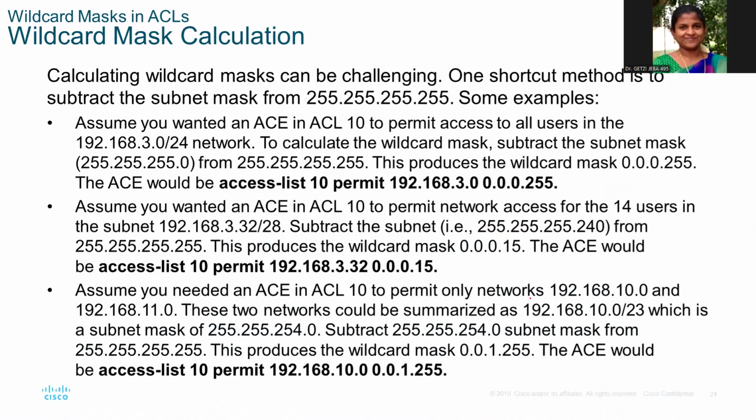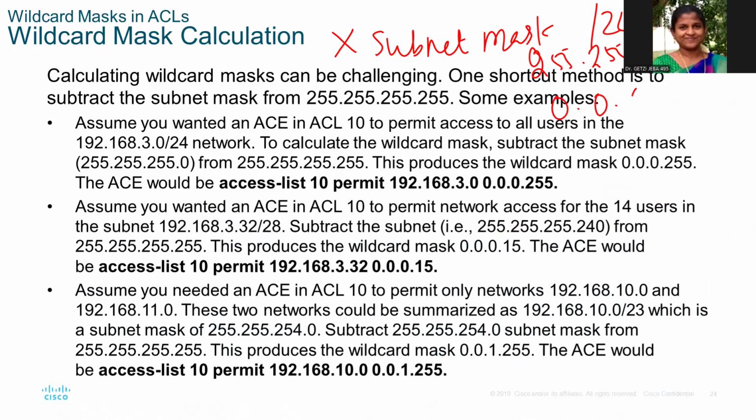The wildcard calculation is a little confusing. The easiest method to calculate the wildcard mask is that it is the opposite of the subnet mask. You might have seen subnet masks. For example, /24 means you will write 255.255.255.0. Its wildcard mask is 0.0.0.255. Where 0 comes, you put 1, and where 1 comes, you put 0. You will get the wildcard mask. So the opposite of the subnet mask is the wildcard mask. Let's see an example.